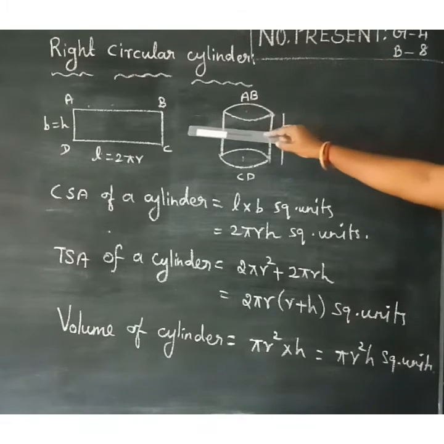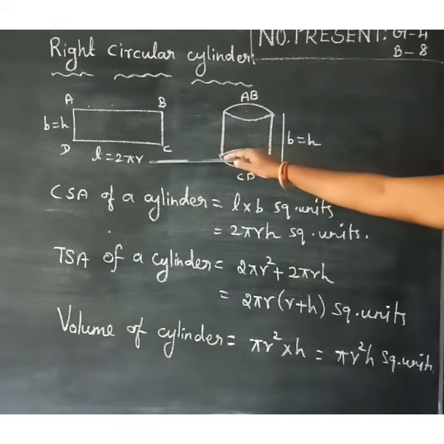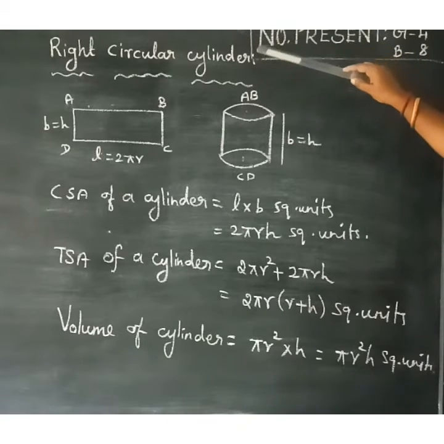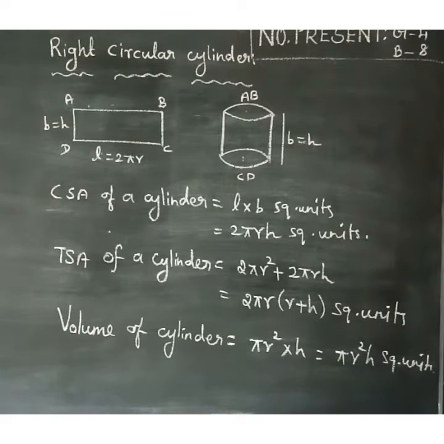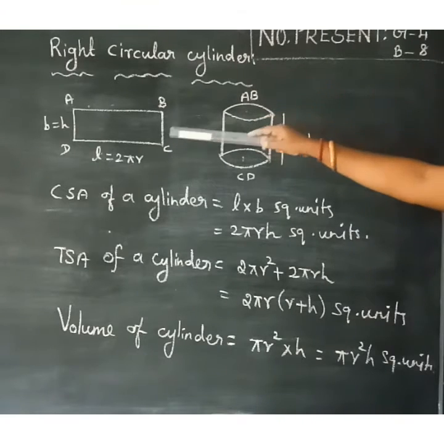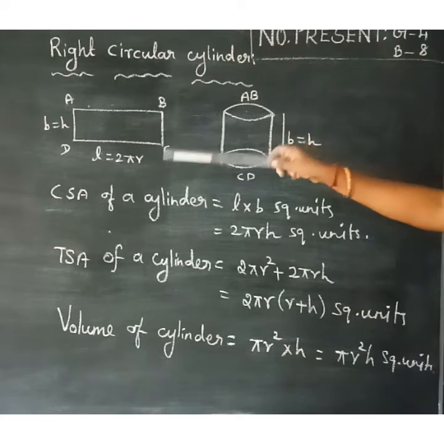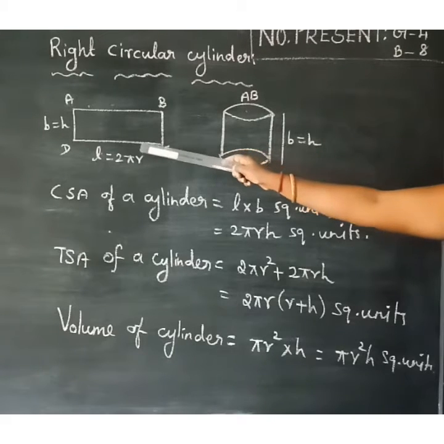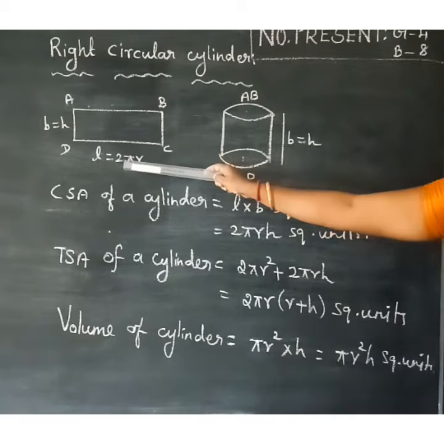Clear? Next one, right circular cylinder. Consider the rectangle. This is length. This value is the breadth. The objects of a cylinder are milk tins, soft drink cans, pipes, rounded pencils. These are all examples of a cylinder. Now, to form a cylinder, a rectangular surface is folded along its length.